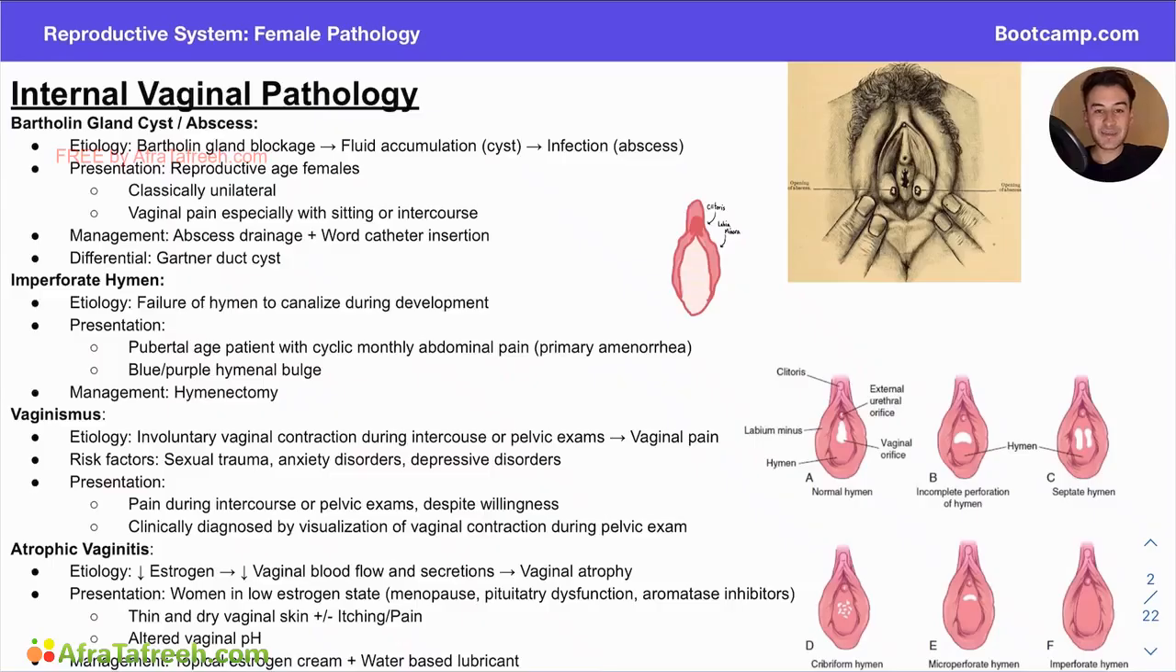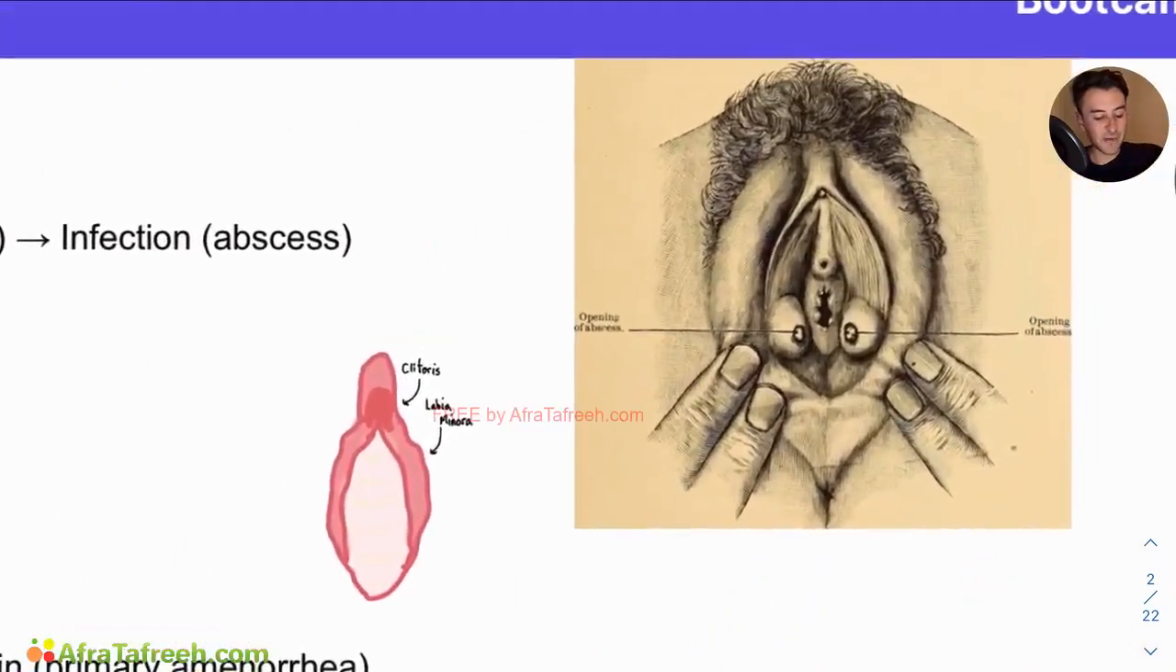All right, guys, let's get busy talking about internal vaginal pathologies. We're going to be talking about Bartholin gland cysts, imperforate hymen, vaginismus, and atrophic vaginitis. These are all pathologies that are largely going to occur further interior to the labia minora. We're going to have another video that is going to be talking about all the skin pathology of the vagina. That's going to be our next video. So we're focusing on internal structures of the vagina here. So let's go ahead and orient ourselves to some vaginal anatomy to get started.